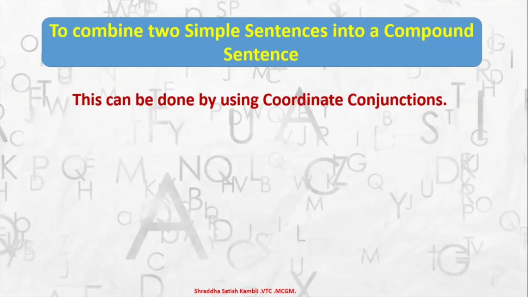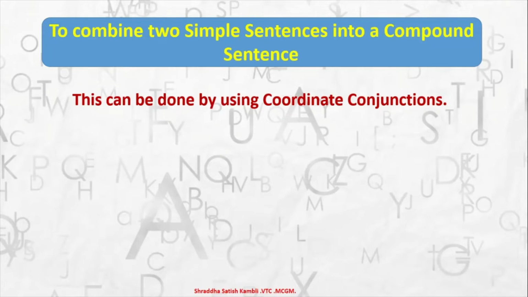And what are the coordinating conjunctions? We have 7 coordinating conjunctions. They are for, and, nor, but, or, yet, and so. We sometimes call them FANBOYS also. It is a short form to help you remember them. In FANBOYS, the F stands for for, the A stands for and, the N stands for nor, the B stands for but, the O stands for or, the Y stands for yet, and the S stands for so. So this is the meaning of coordinate conjunction, and we know that to combine two simple sentences into a compound sentence, we make use of all these coordinating conjunctions.